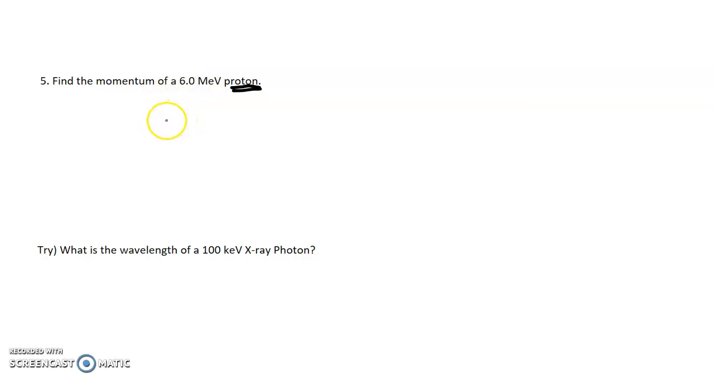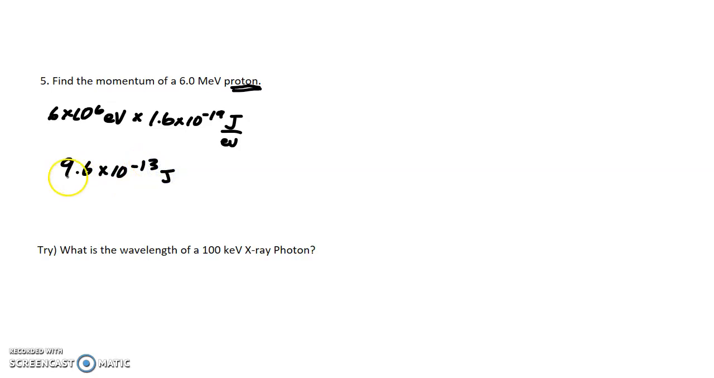Okay, so first thing we're going to do is change this into joules, because finding the momentum of objects, it's a little bit easier to do it in joules. So we're going to take that 6 times 10 to the 6 electron volts multiplied by 1.6 times 10 to the negative 19 joules per electron volt. That's going to get us 9.6 times 10 to the negative 13 joules. That is the energy of this proton.